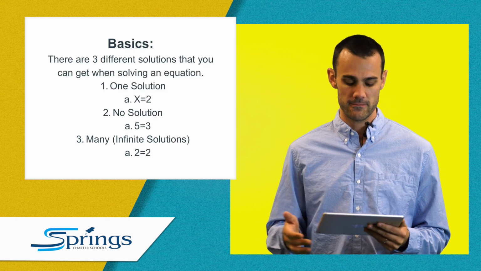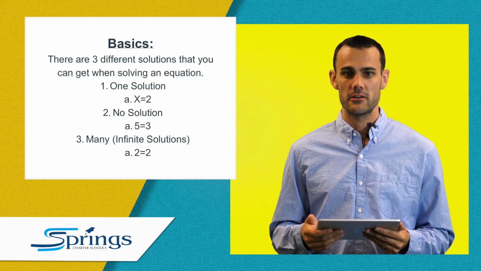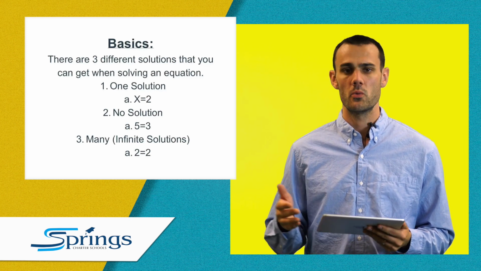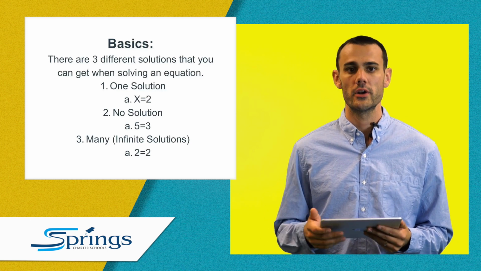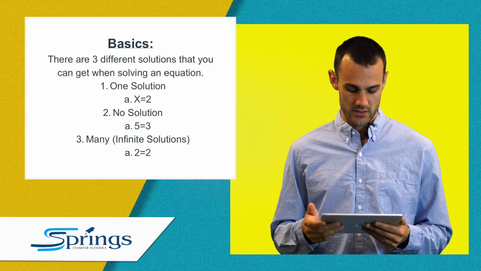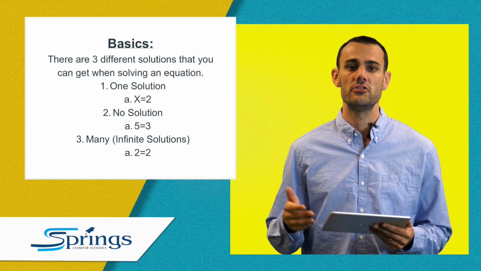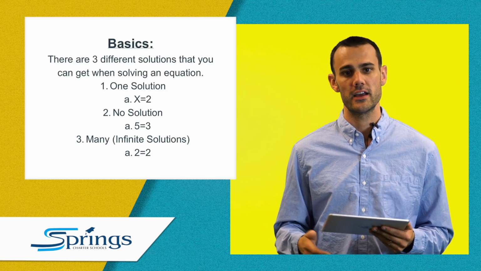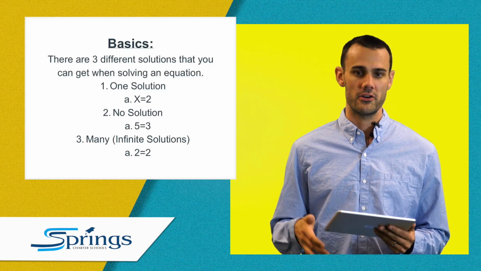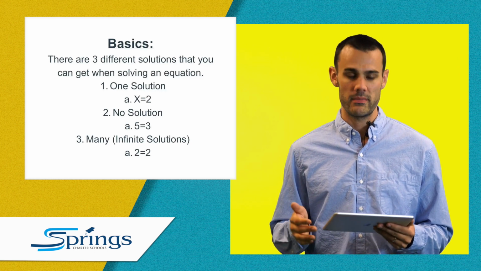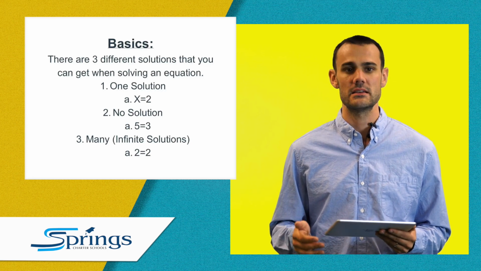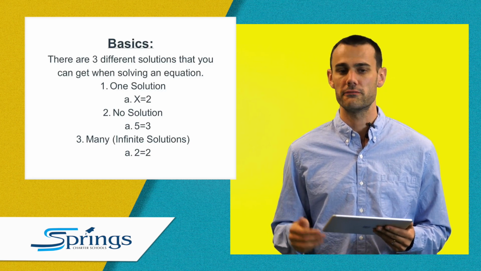Here are some basic things you should know about linear equations. There are three different types of solutions that you can get when you solve them. The first type of answer you can get is one solution, and that would look something like x equals 2, or 4, or whatever the number is you get when you solve. The second choice is called no solution, and this is when you get something like 5 equals 3, and we all know that 5 does not equal 3. And the last choice is called many or infinite solutions, and that's something like 2 equals 2 or 4 equals 4.